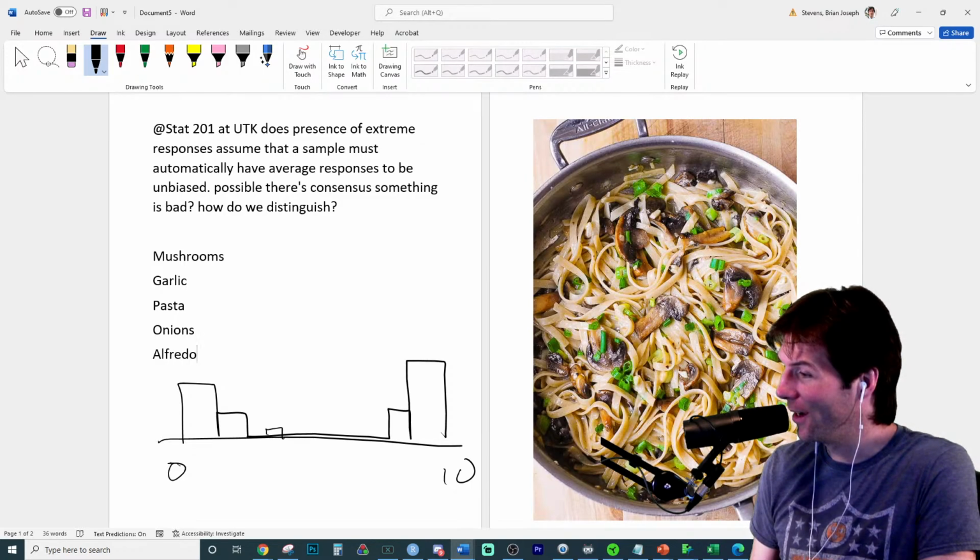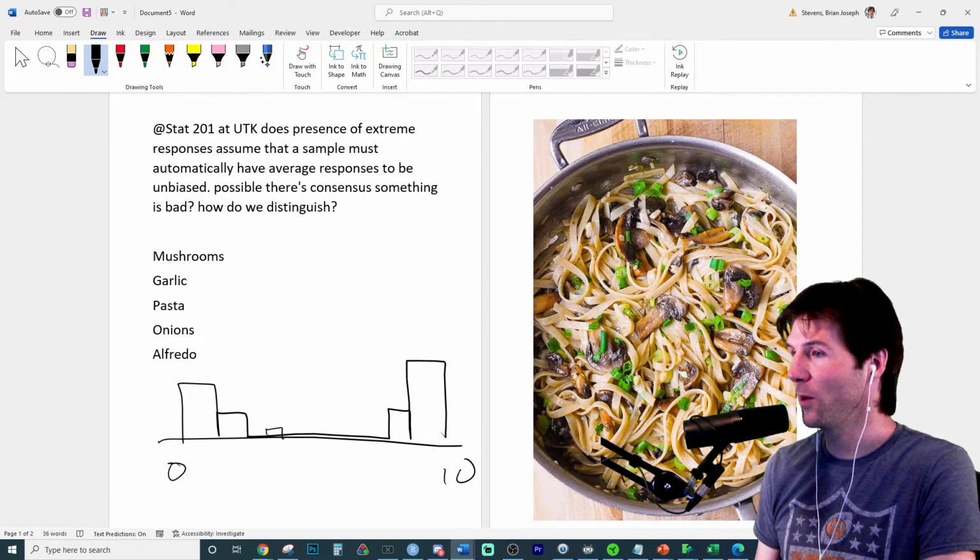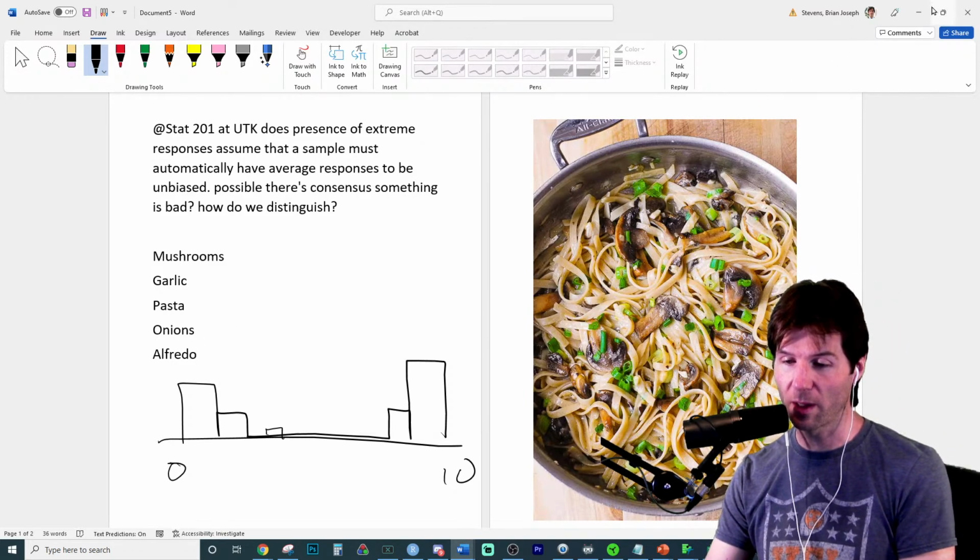Yeah, exactly. And this is the problem we get into with response or voluntary bias: you're usually going to hear from the loudest people.